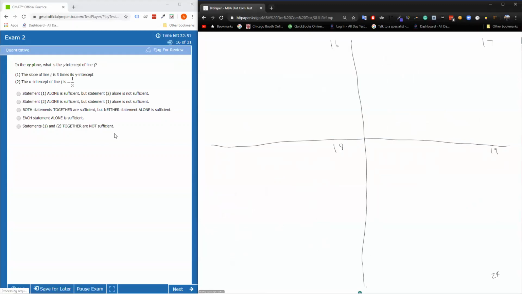On the xy plane, what is the y-intercept of some line L? So we're looking for B. The slope of line L is 3 times its y-intercept. So we have y is equal to 3b times x plus b. That doesn't help by itself, though.